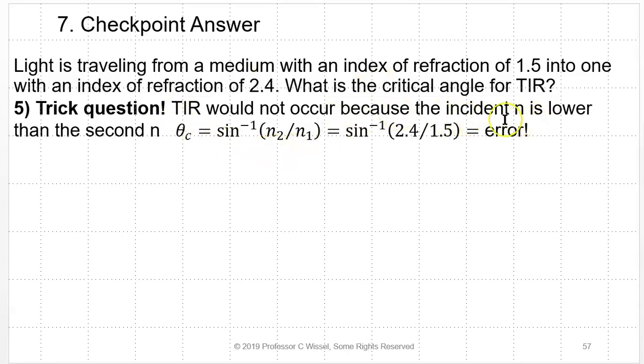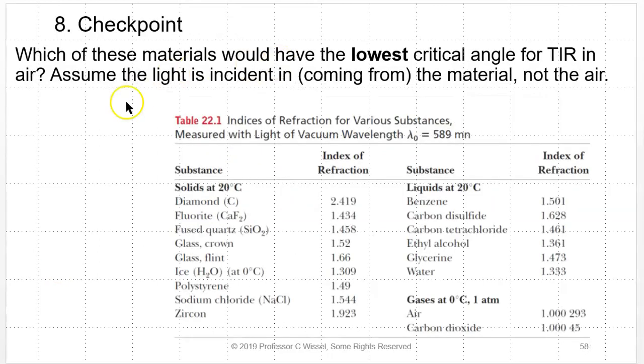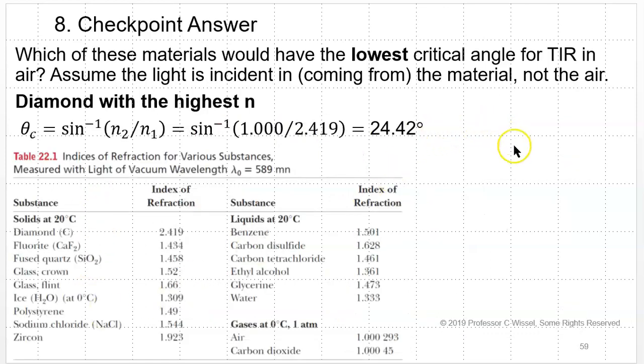TIR would not occur because the incident index is lower than the second index. You can see that by plugging it into your calculator. You can't take the inverse sine of something greater than 1. It's undefined. Which of these materials would have the lowest critical angle for TIR in air? Assume the light is incident coming in from the material, not the air, because obviously it's not going to work for air unless you're using vacuum, the only common thing around that has a lower index of refraction than air.